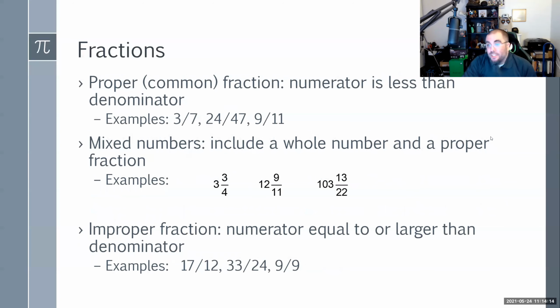A proper fraction means that the numerator is less than the denominator. A mixed number includes a whole number and a proper fraction. An improper fraction is where the numerator is equal to or larger than the denominator, right? So in this case, 3/7 is a proper fraction. 3 3/4 is a mixed number, or a mixed fraction. An improper fraction would be in the case here where we have 17/12. The numerator is greater than the denominator.